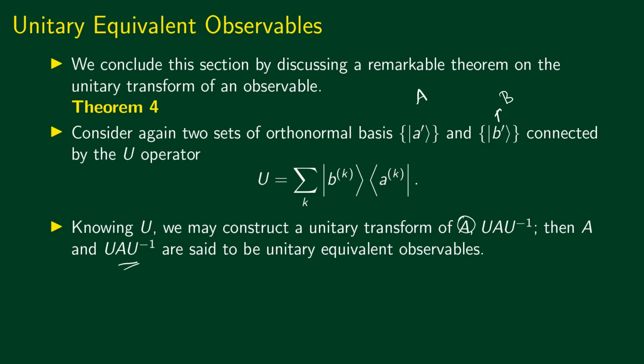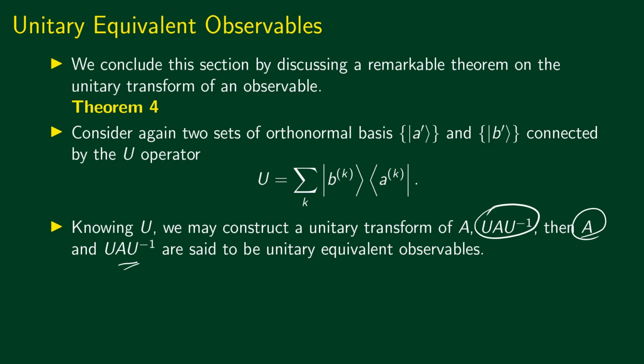Now remember, this is not the same as the transformation of the matrix that we discussed earlier. Here we have a transformation of the ket. So this transformation takes you from one ket space to another. We can construct a transform of an operator A, which is given as U A U inverse. This is a transformation of the operator itself. Then we say that U A U inverse and A are unitary equivalent observables.